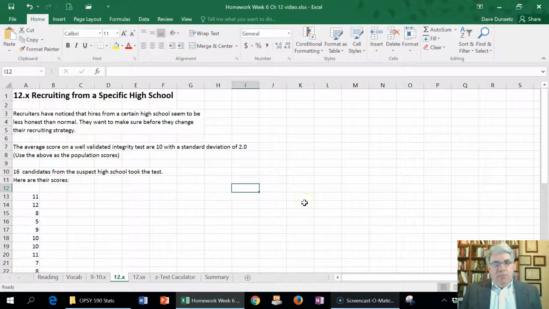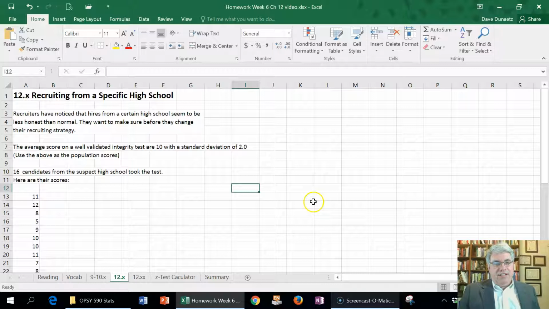In this problem, we're going to look at some recruiting issues that a factory has had and see if they might need to change their recruiting practices. So recruiters have noticed that hires from a certain high school seem to be less honest than normal. They want to make sure before they change the recruiting strategy. Should we stay away from this high school or is this just something we're imagining?